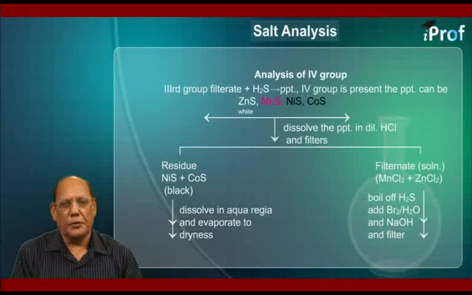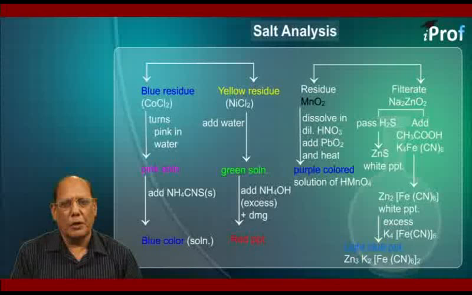We take this filtrate, boil off H2S, then add bromine water and sodium hydroxide, and again filter, so that the residue will consist of black particles of MnO2, and the filtrate will consist of Na2ZnO2 solution, that is sodium zincate solution. Divide this filtrate into two parts.